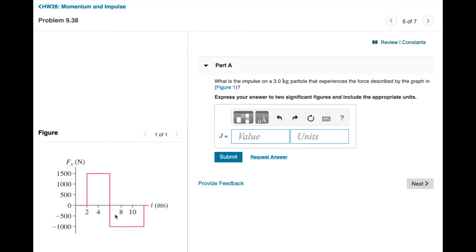In this part of the graph over here, you see the forces become negative, and so the impulse is negative. Area calculated below the time axis is negative area, negative impulse. Well, here it's 3 milliseconds is the duration of the pulse, and negative 1,000 is the force. So calculate the positive impulse, subtract the negative impulse, and then you get the total impulse in newton seconds, or kilogram meters per second, if you like. Notice I didn't need that 3 kilograms at all.